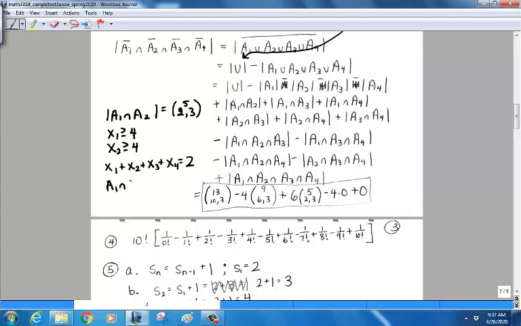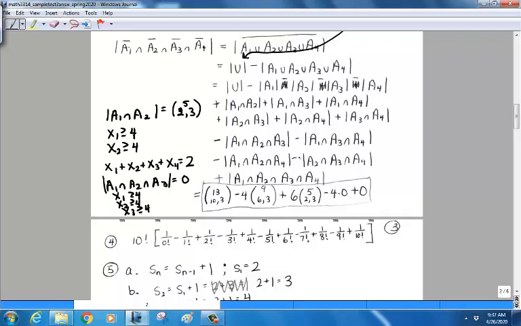In A1 intersect A2 intersect A3, that means that X1 is bigger than or equal to 4, X2 is bigger than or equal to 4, but also X3 is bigger than or equal to 4. But if these 3 are bigger than or equal to 4, that's not going to be possible, right? Because when we add all these together, we were only supposed to get 10, because there's only 10 Snickers bars to distribute. So that means that this cardinality is 0, right?